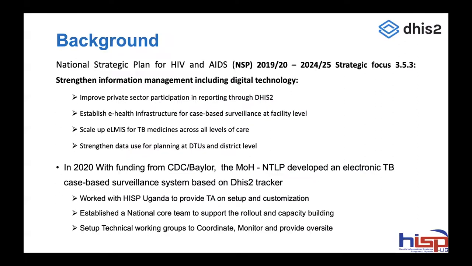All right, so a quick background. This comes from our national strategic plan, which specifies the importance of strengthening information management, including digital technology, for the country. It specifies the participation of the private sector in reporting through DHIS2, mentions establishing e-health infrastructure for case-based surveillance, and also the scale-up of electronic logistic management information systems for TB and medicines. I had Chipo mentioning drugs for COVID, and then strengthening data use for planning at treatment units and at district level. So in terms of policy and the framework for supporting this for the country, that's already established and in place.